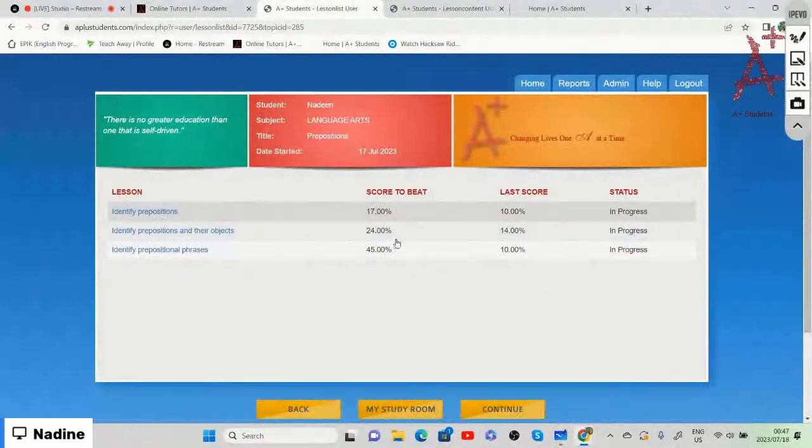All right, so that is the end of our lesson on prepositions, where we identify prepositions and their objects, as well as prepositional phrases. A preposition connects words, and the noun that comes after the preposition we call the object of the preposition. The preposition connects the object, which is the noun or pronoun, to the rest of the sentence.